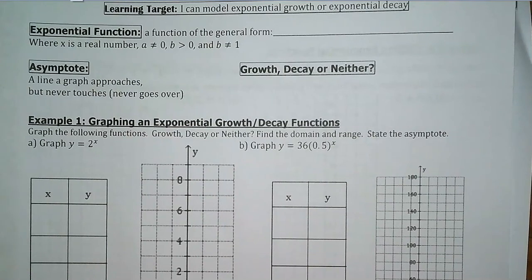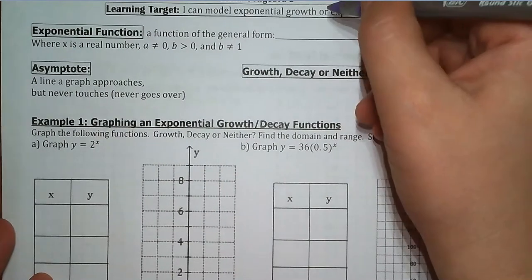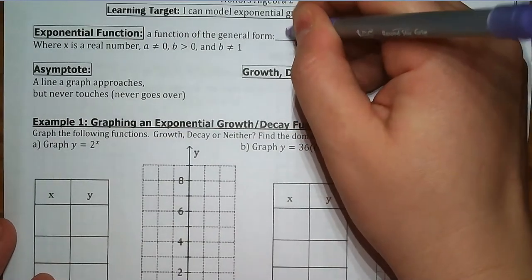We are going to work on some graphing today. So our target is going to be to model or graph exponential growth or decay, and we'll actually do a couple graphs that we would be considering neither. So just to remind you, what is a general form of an exponential function?